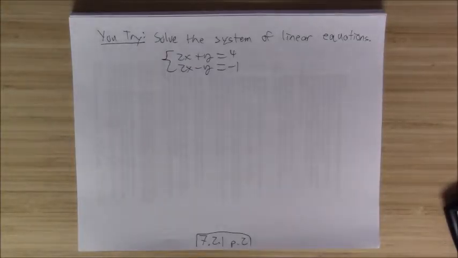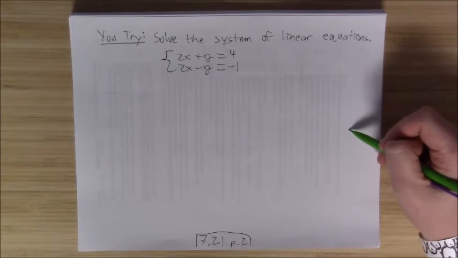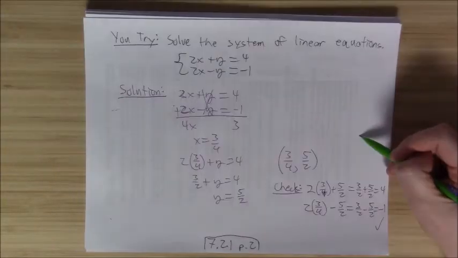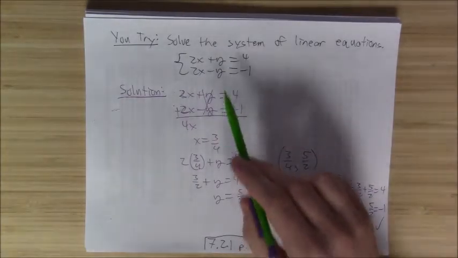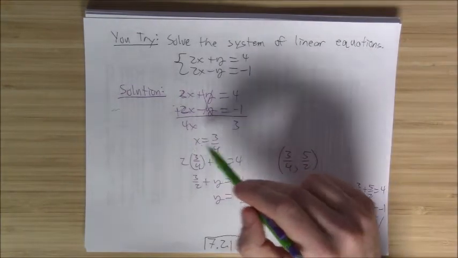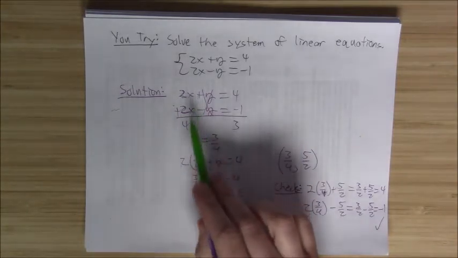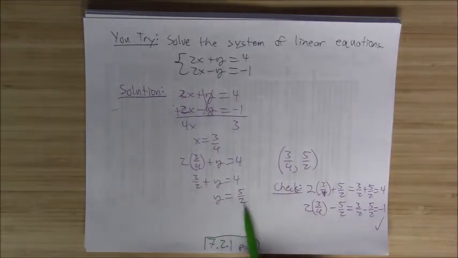And now it's time for you to try one of these simple examples. Go ahead and solve the system of linear equations given there. On the count of 3, I will reveal the solution. 1, 2, 3. So here we went ahead and added the equations as before to get 4x equals 3. That is x equals 3/4. Then we substitute that back into the first equation to get y equals 5/2.